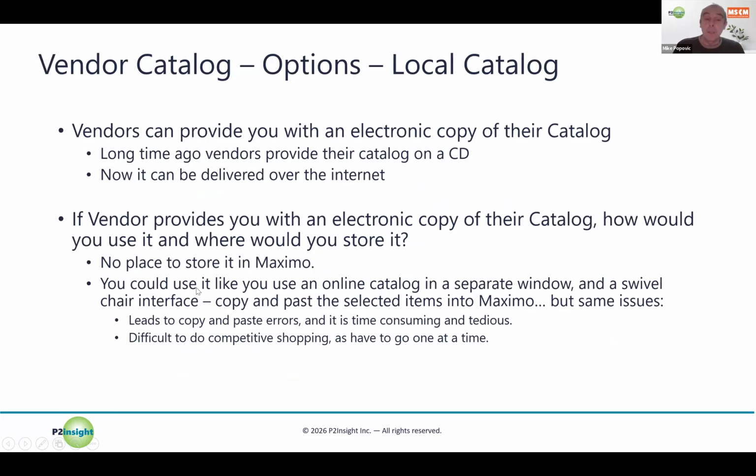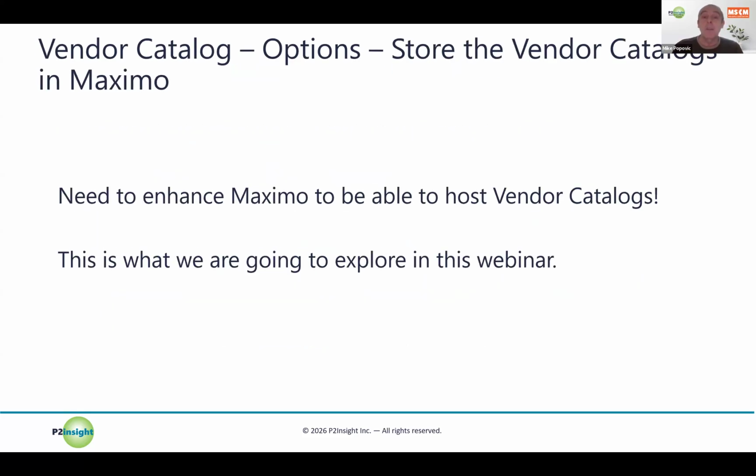You could use it like you use an online catalog, right? Just two separate windows and a swivel chair interface, going back and forth and copying and pasting from the catalog to Maximo. But there are the same issues as before: copy and paste errors, time consuming, tedious. So that's not really a solution. Is there another option? Yes, there is. You can store the vendor catalogs in Maximo. Not out of the box. You need to do some enhancing of Maximo, but you can do that to host the vendor catalogs in Maximo. This is the point of this webinar, and this is what we're going to talk about from here on.